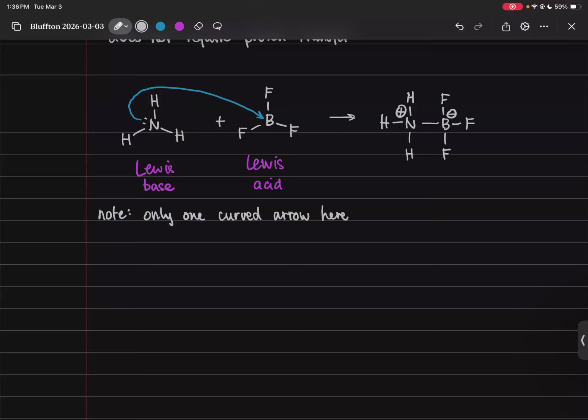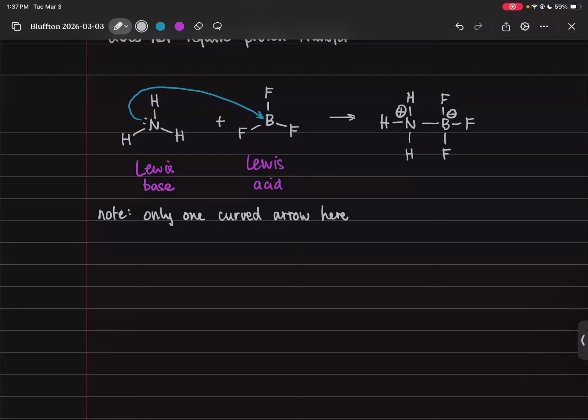You'll notice there's only one curved arrow in this reaction. Right, that would not be the case with a proton transfer, where you have to have at least two arrows. But for Lewis acid-base reactions, you almost always just have one arrow.